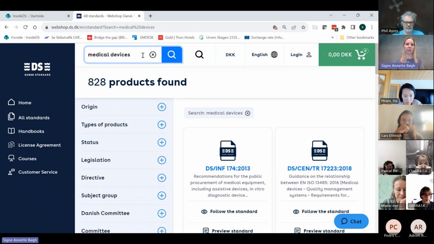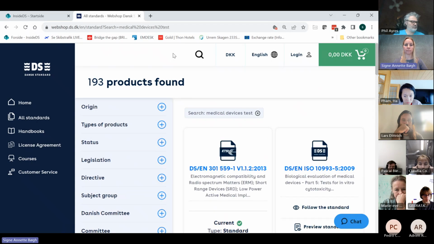But I can also, for example, say, I would actually like to see something about some tests. So here I add a word saying medical devices test. I do a search again. Now I have 193 products found. It's a little better, but still not enough.